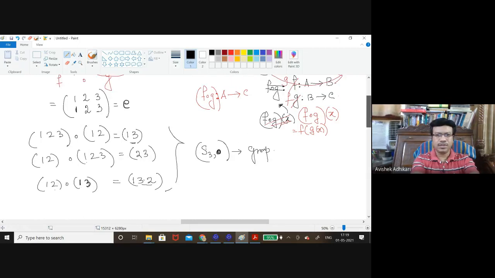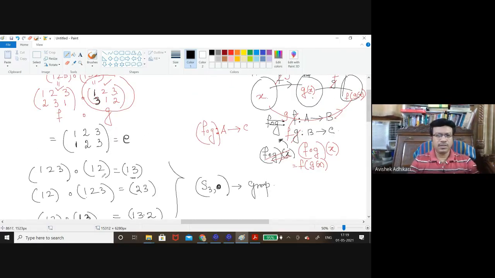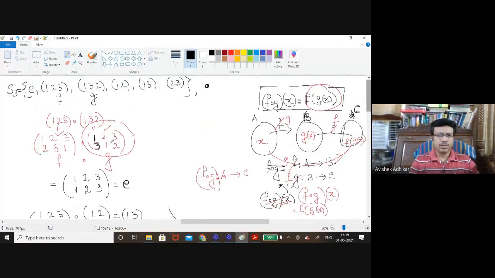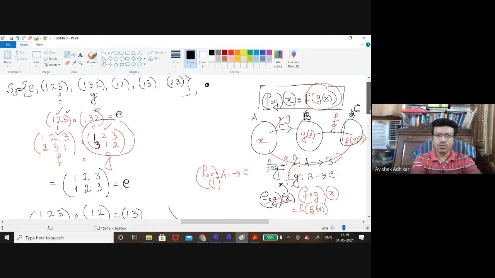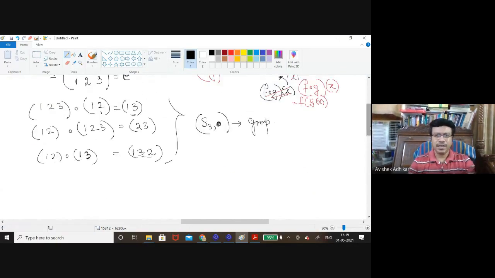So where was 1 2 3? Just now we have seen that this was E, right? So the inverse of this is this, and the inverse of this is this. And for two cycles, there can be very interesting properties.